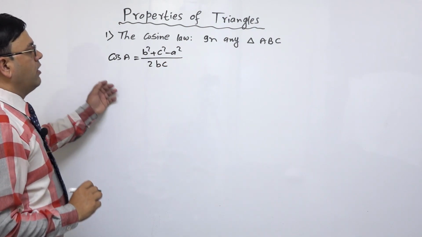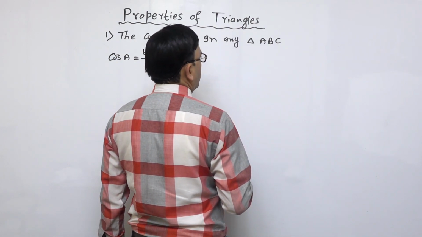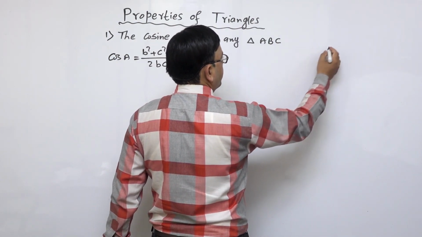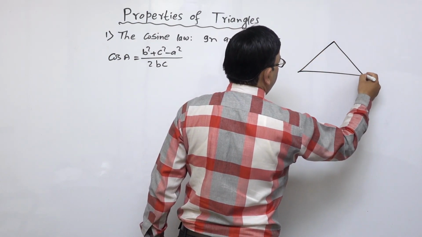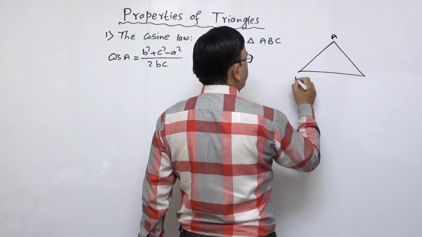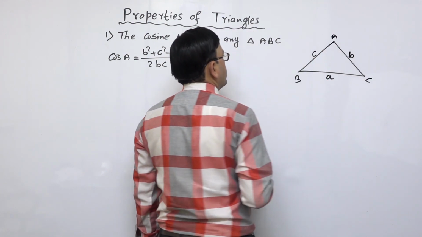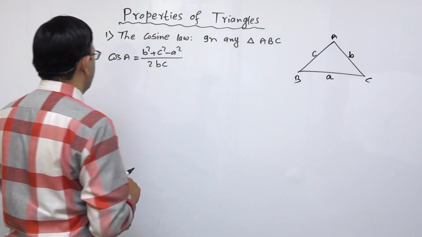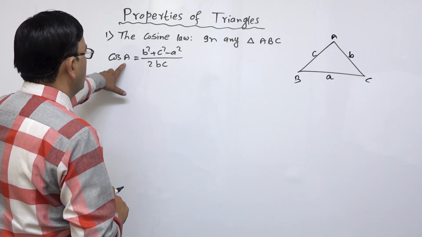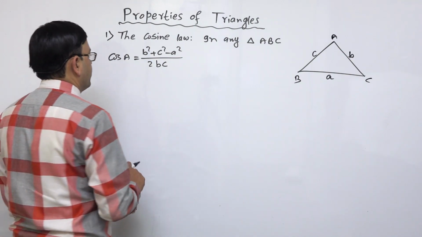This is the cosine law. Students, here in triangle ABC, suppose this is a triangle ABC, and this is small a, this one is small b, and this one is small c. On this condition, we can write cos A is equal to b square plus c square minus a square by 2bc.